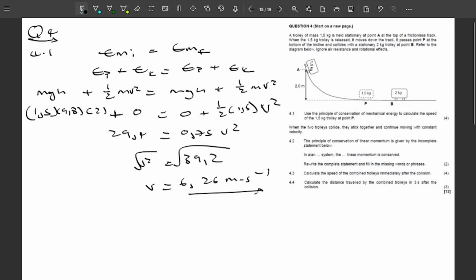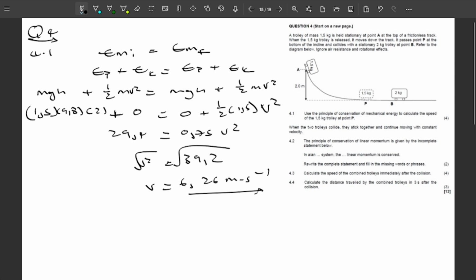And since they said they move with a constant velocity, we come to 4.2, and they say the principle of conservation of linear momentum is given by the incomplete statement below. Now they want you to finish it. Since they said below, they said rewrite the complete statement and fill in the missing words or phrases.